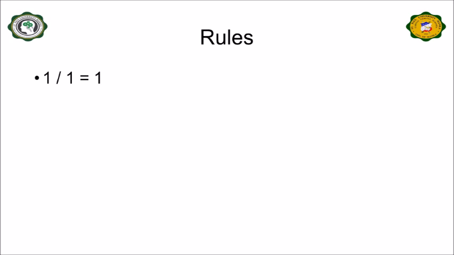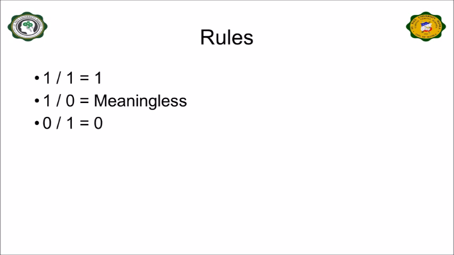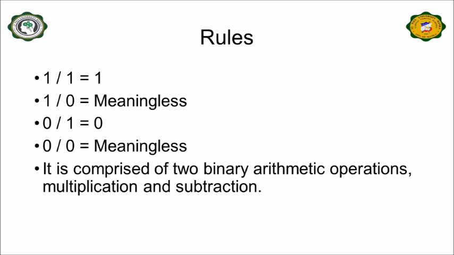Binary division. We have some rules to follow in doing the binary division. 1 divided by 1 is equal to 1. 1 divided by 0 is equal to a meaningless number. 0 divided by 1 is equal to 0. Then 0 divided by 0 is equal to a meaningless number. Next, it is comprised of two binary arithmetic operations, which are multiplication and subtraction.